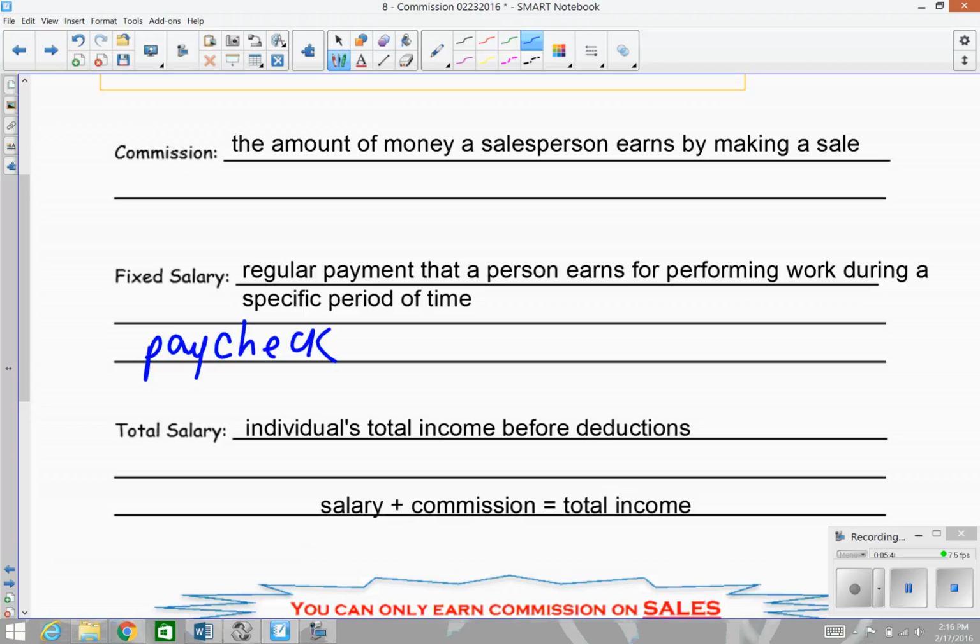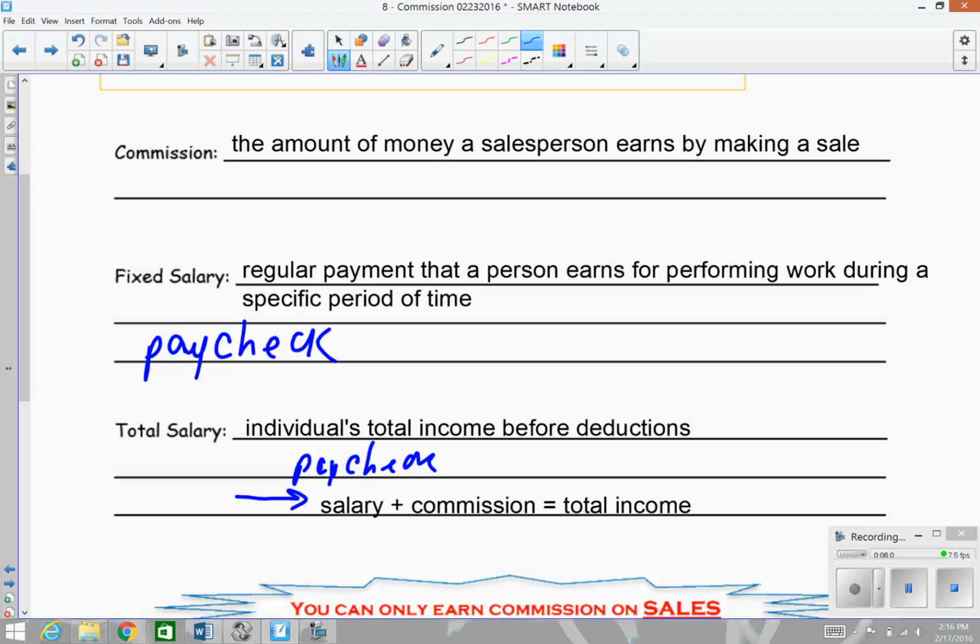It's the total amount of money coming into your pocket before we have taxes or other things that need to be paid. And this is kind of how I remember total salary. It's your fixed salary, or your paycheck, plus your commission, and that's going to be your total income.